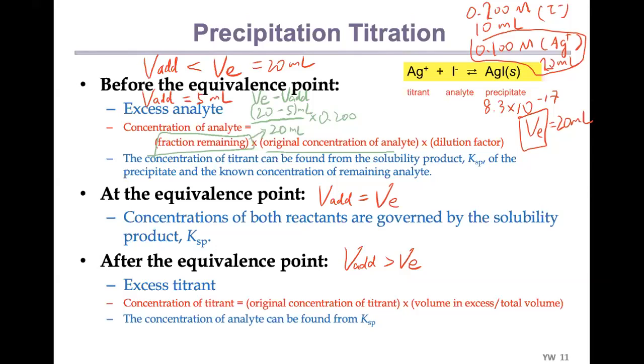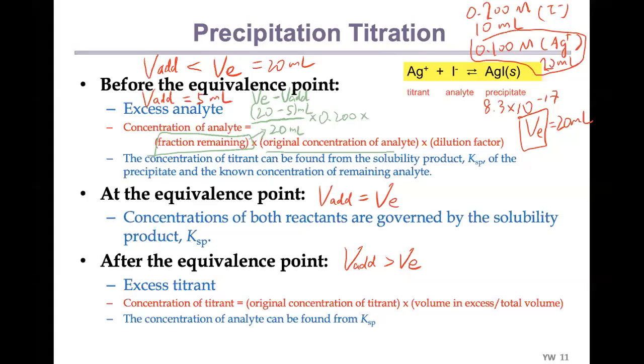Quick question. Why wouldn't the VE be 10 milliliters? Because that's how much you have for the iodide. Well, the VE is the amount of titration you will need for reaching the equivalence point, right? You need 20 milliliter to react with all the analyte, but you only added 5. So that means that only 1/4 is reacted, and you still need 3/4 remaining.